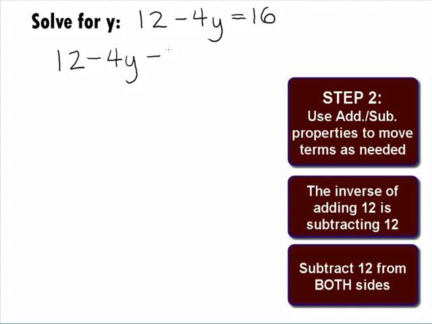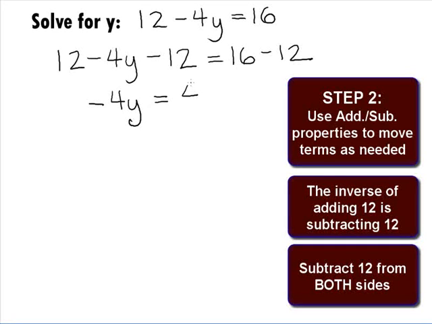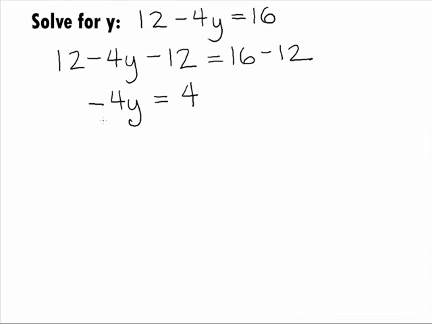So we will have 12 minus 4y minus 12 equals 16 minus 12. When we subtract the 12 on the left side, we're left with negative 4y equals, and on the right side we end up with 4. We are not done because y is not by itself.